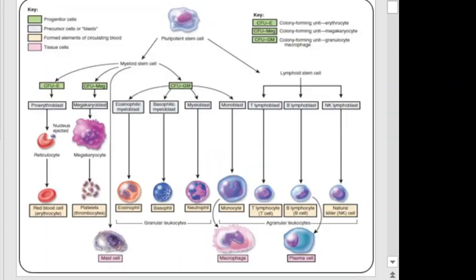This is a flow chart. It may look a bit confusing, even a little fearsome. But it is very simple if you understand it individually. If you learn it individually, it is very, very easy.